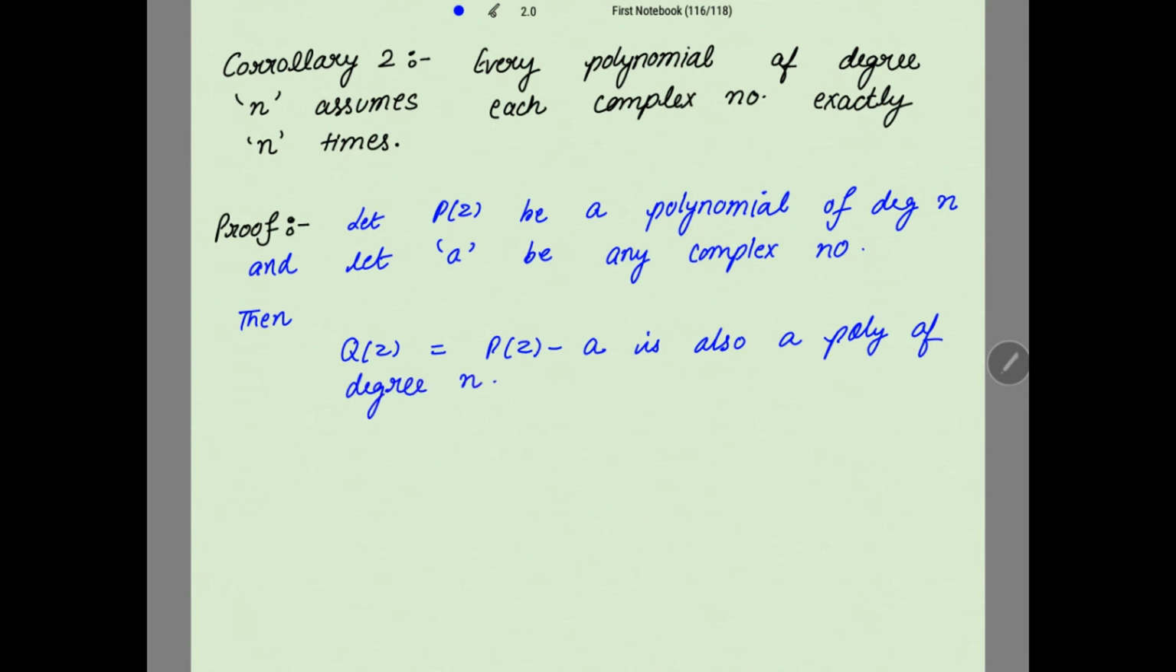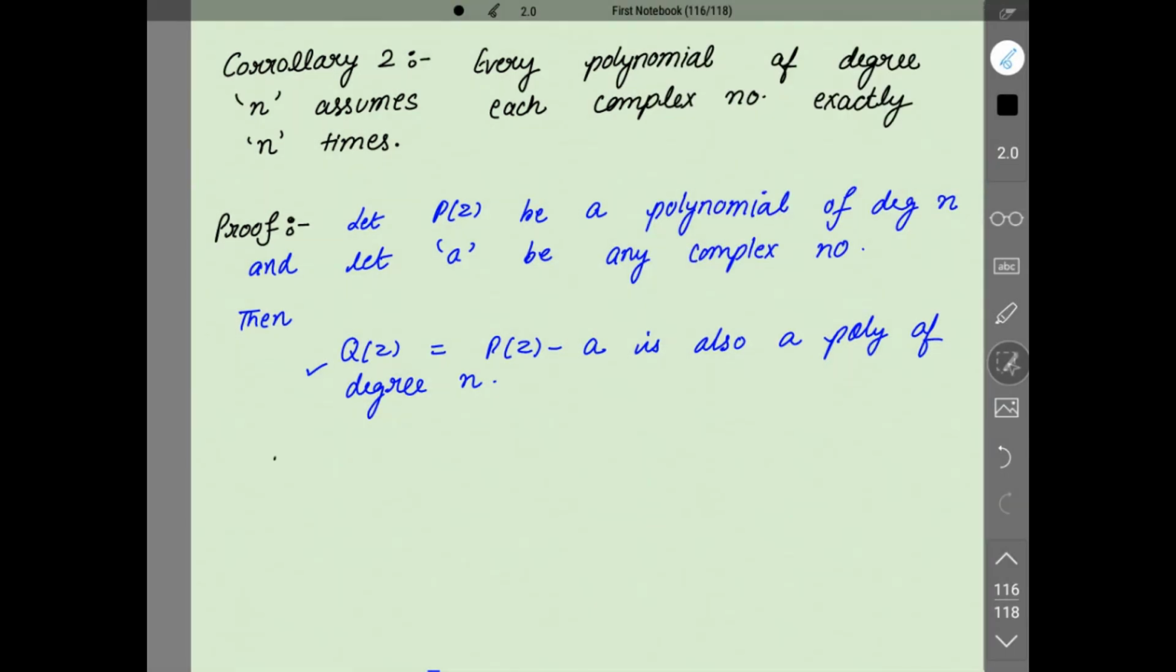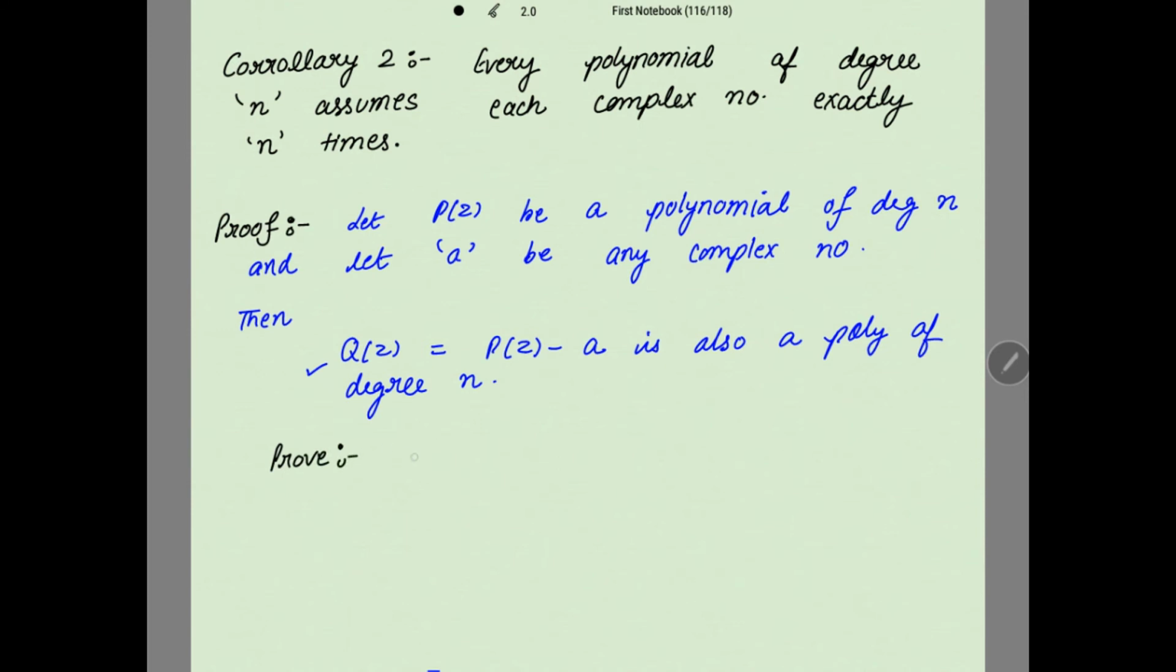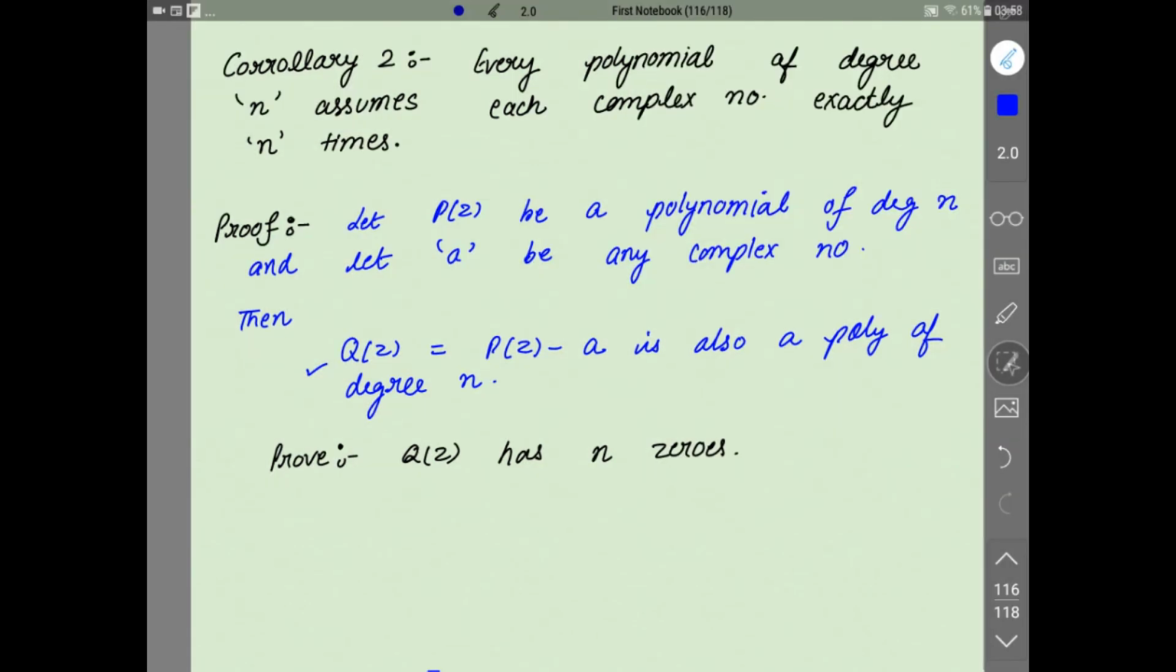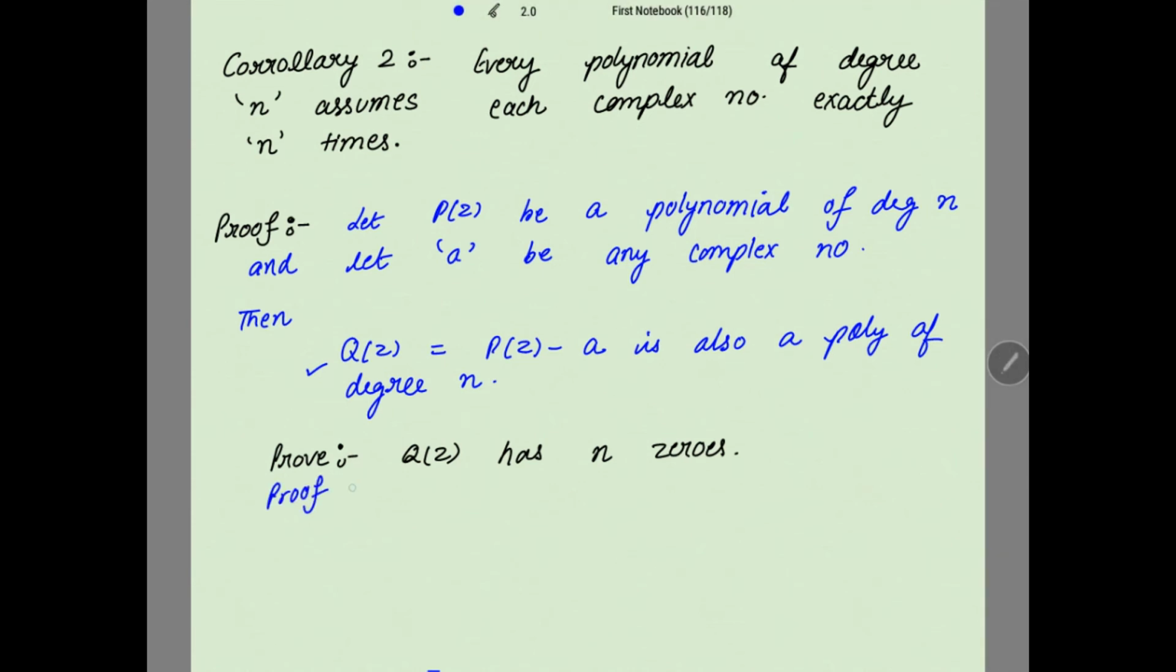Right? What we have to prove is that this Q(z) has n zeros. Just like in the previous corollary 1, where we proved that the polynomial has exactly n zeros, we have to prove that this Q(z) has n zeros. So the same proof is going to be done. Let's check the proof for this.